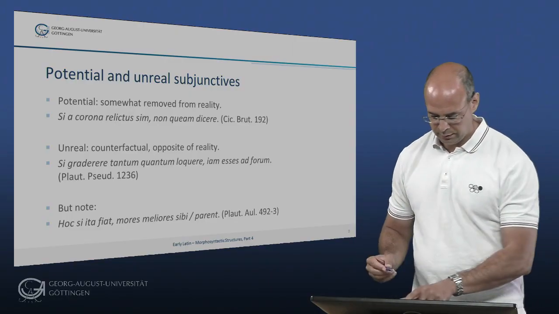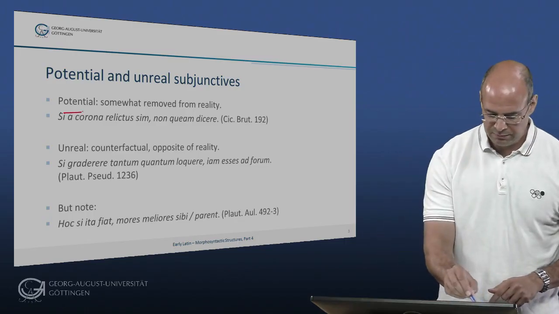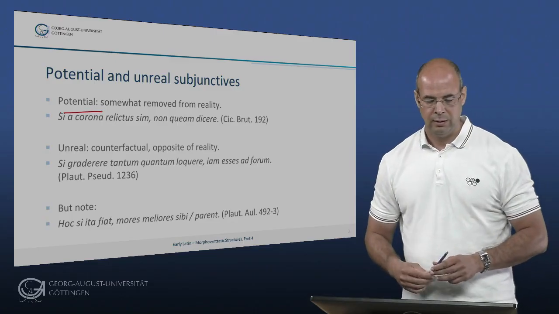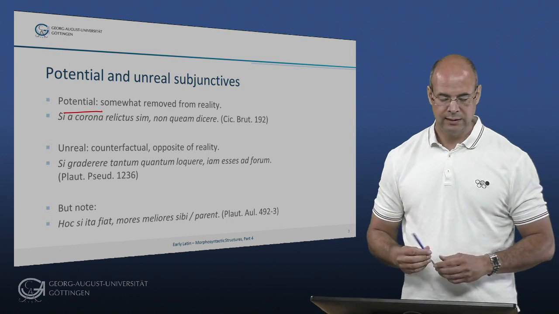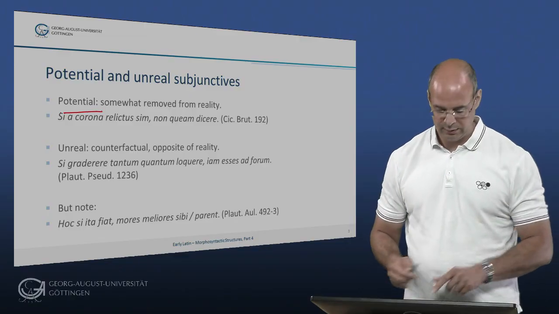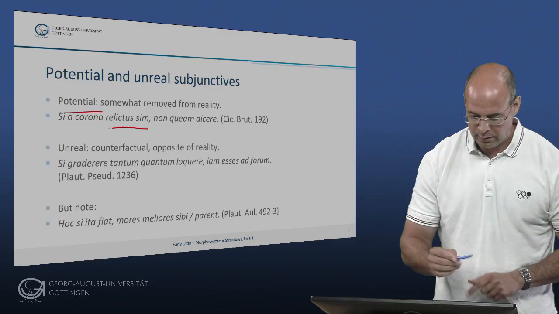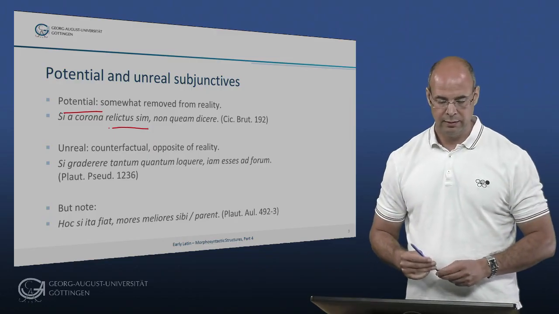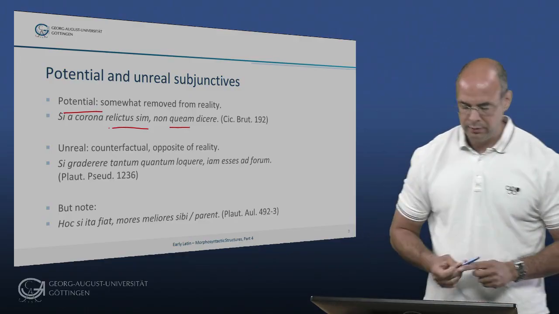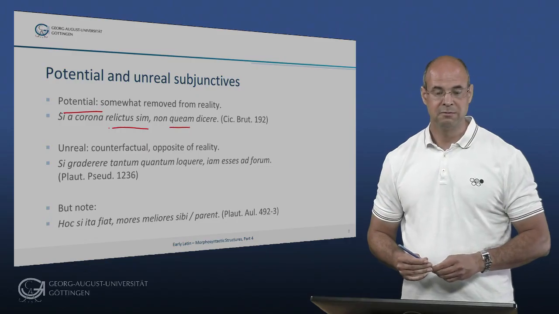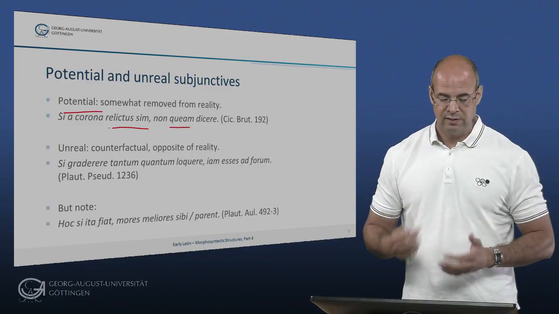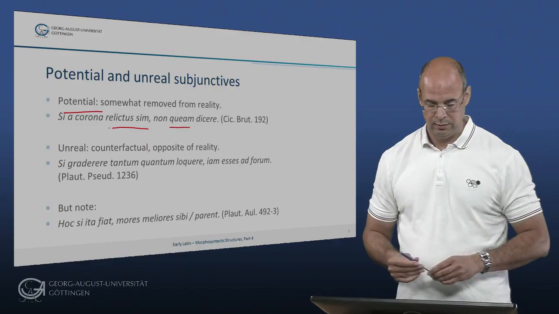My first one, for a potential subjunctive, comes from classical Latin, from Cicero, where someone says, si a corona relictus sim, non queam dicere, if I were deserted, perfect subjunctive, by my crowd, by my audience, I might not be able to speak again, present subjunctive. He presents it as a distinct possibility, but not necessarily as something that has to happen.